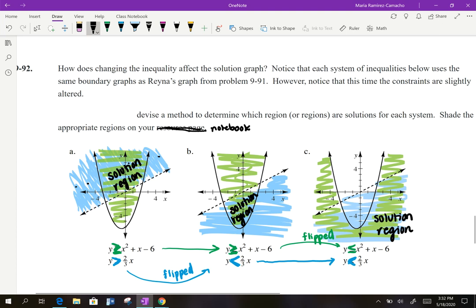I didn't test any points here just because I was able to use clues from the previous problem to tell me where to shade. So if you do want to verify that all of these work, pick a point in the solution region, plug it in, make sure it works, okay? But typically we do have to test points.